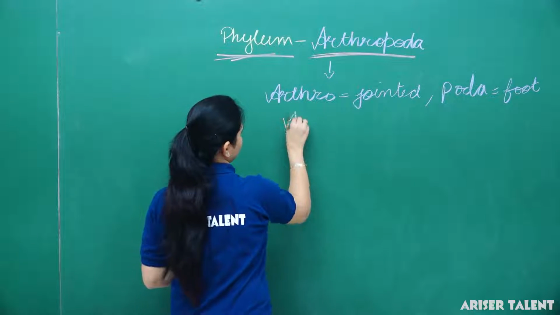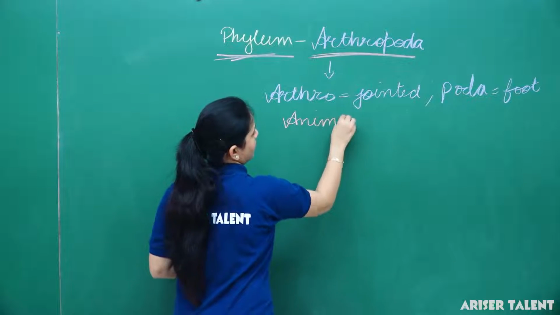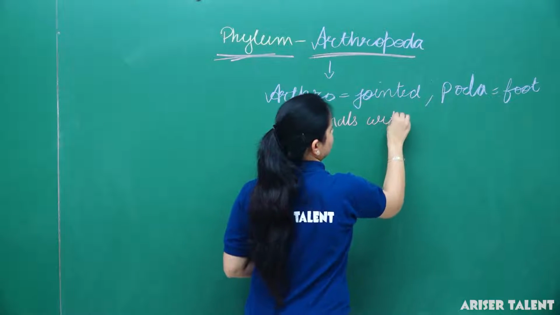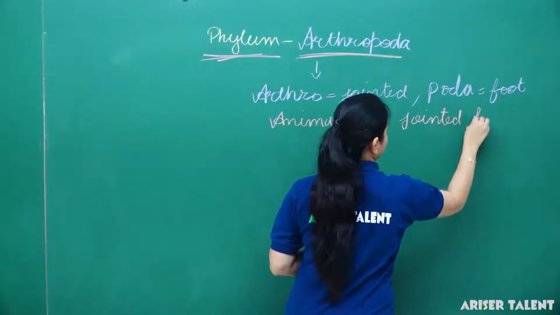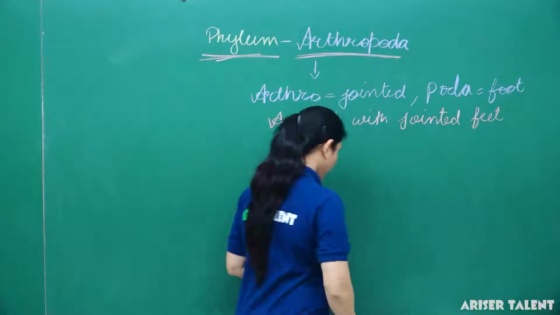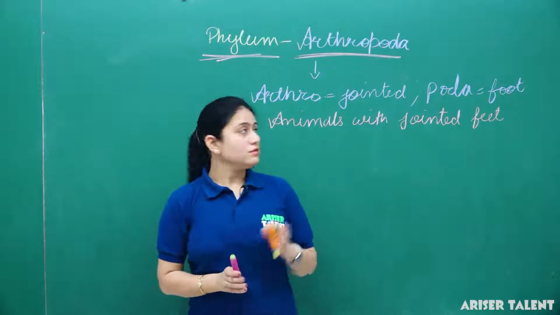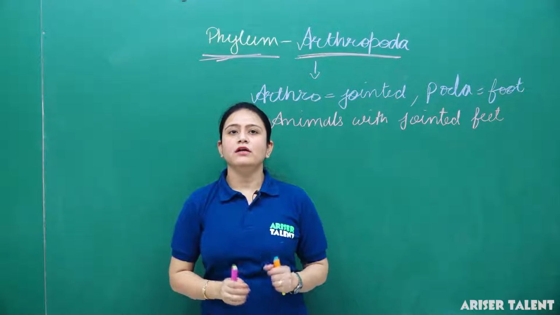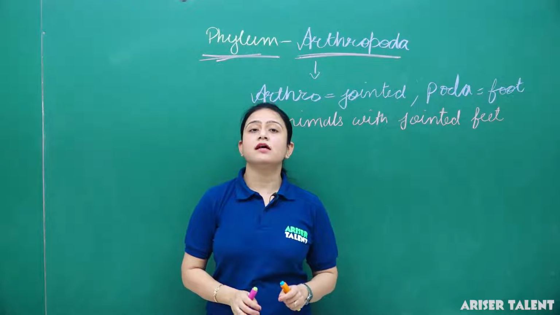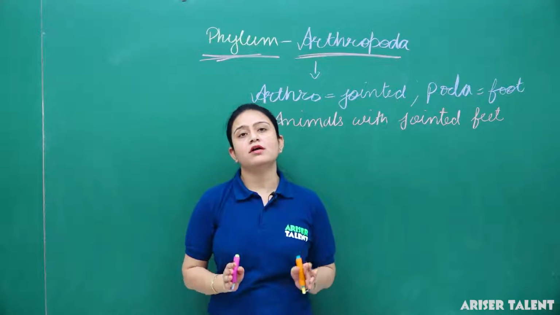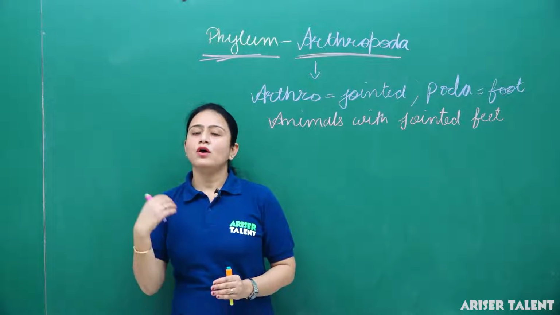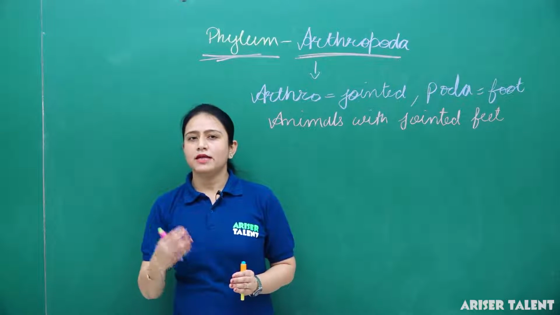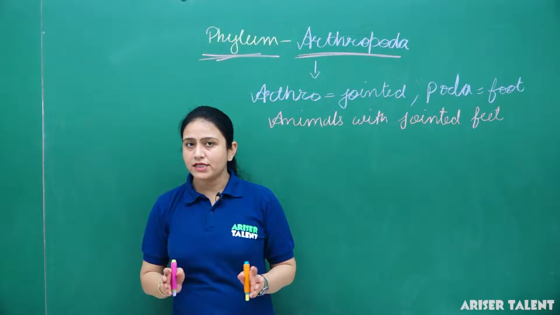These are the animals with jointed feet. As we are studying about the Arthropoda, let me tell you that it is the largest phylum because it includes almost 9 lakh species, which includes all the insects, crabs, centipedes, millipedes, prawn, etc.